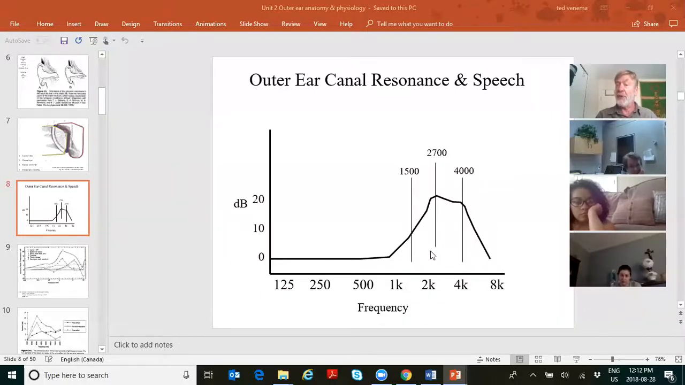Now watch the proverbial crap hit the fan. If I put 2000 hertz from a speaker into my ear, and the intensity is 50 decibels, what will I measure at my eardrum? Not 50, I'm going to measure probably like 60. Because now it's beginning to resonate.